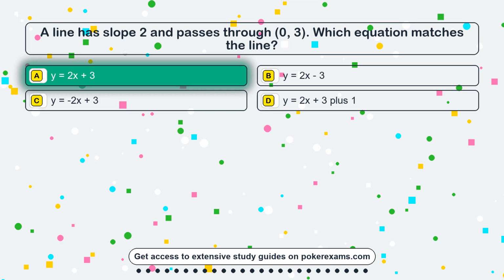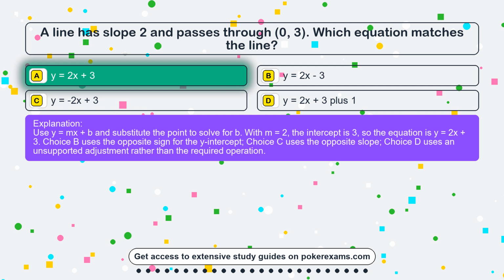The correct answer is option A, y equals 2x plus 3. Use y equals mx plus b and substitute the point to solve for b. With m equals 2, the intercept is 3, so the equation is y equals 2x plus 3. Choice B uses the opposite sign for the y-intercept, choice C uses the opposite slope, choice D uses an unsupported adjustment rather than the required operation.